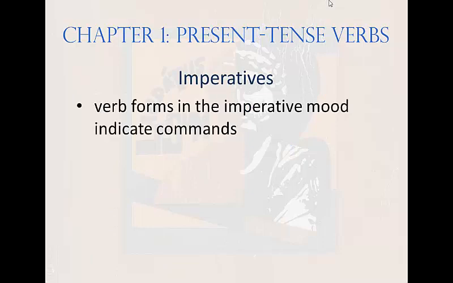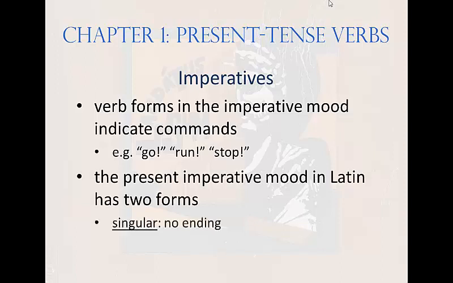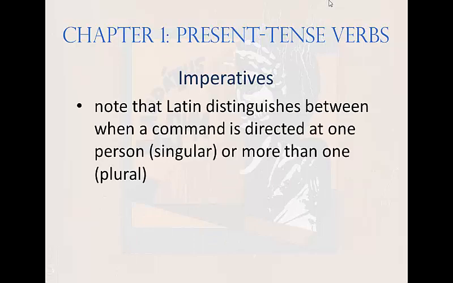Imperatives. Verb forms in the imperative mood indicate commands. For example, go, run, stop. The present imperative mood in Latin has two forms. In the singular, no ending is used. For example, ama, love, vide, see. In the plural, te is used. For example, amate, love, videte, see.